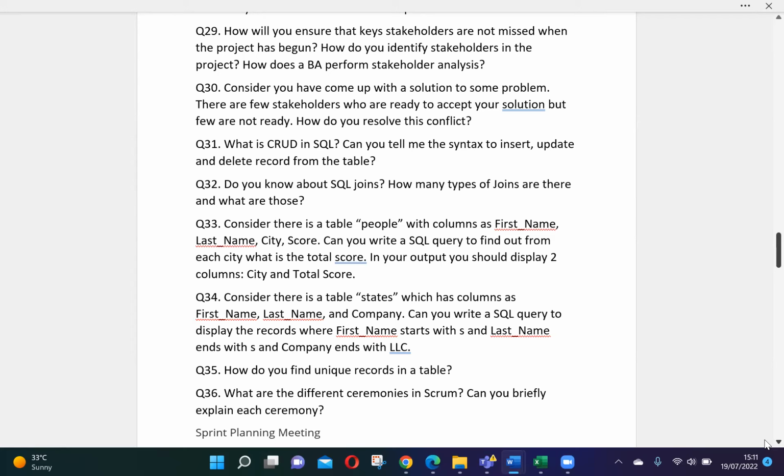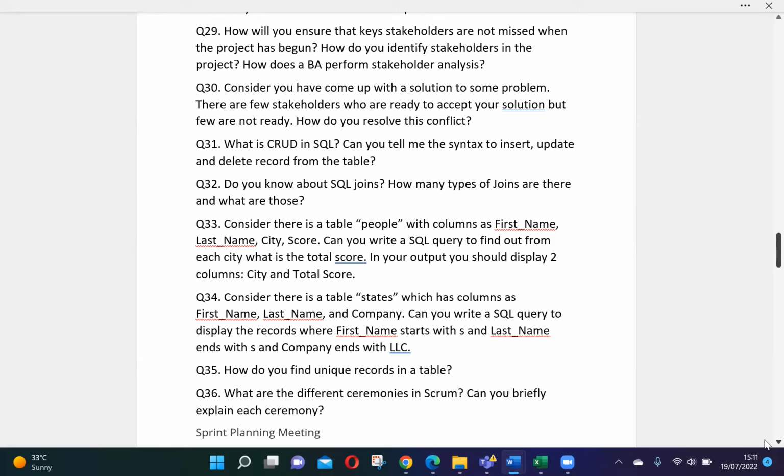So: select city, comma, sum of score, from people, group by city. This is the answer. I have written the query in my mind, but you will not understand it. Go and read about it, try to read something and then attempt this question.